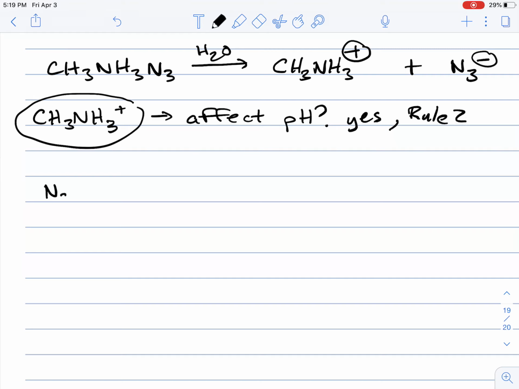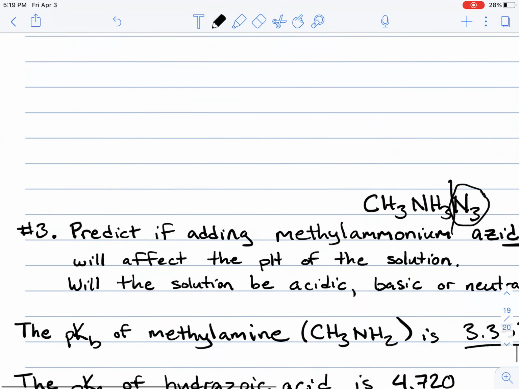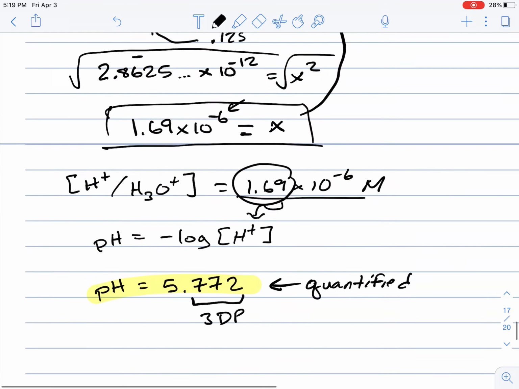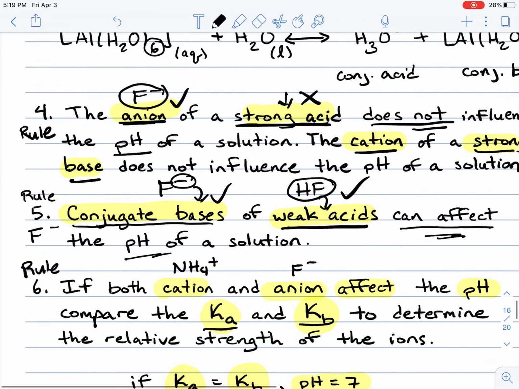Next, we're going to look at N3 minus. So will N3 minus affect the pH? And so we're going to go ahead and scroll up, look at all these different rules.